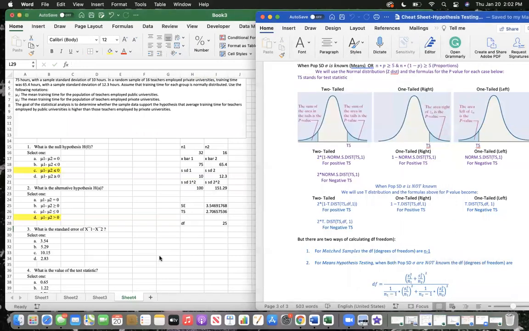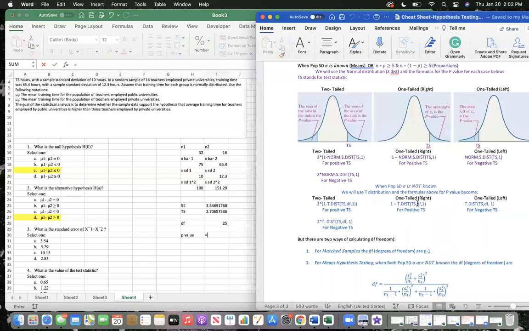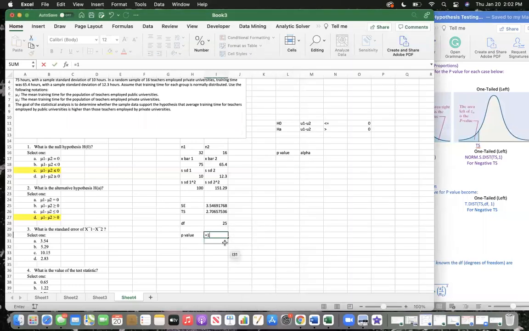So to get our p-value, I'm just going to put p-value right here. And the formula is 1 minus t dot dist. So let's do that. 1 minus t dot dist. X is our test statistic. So there we go. Degrees of freedom. This is 25. So that's right here, comma 1 or true. And you do that, and there's your p-value.